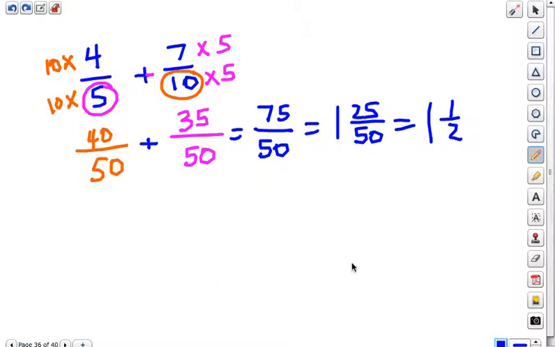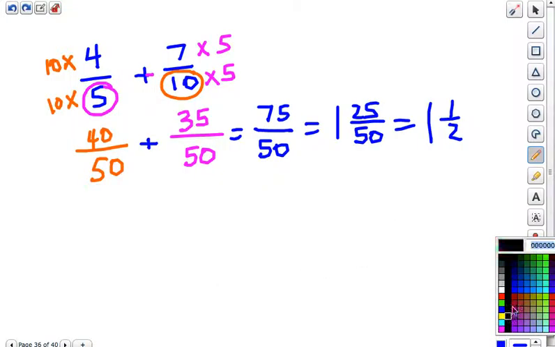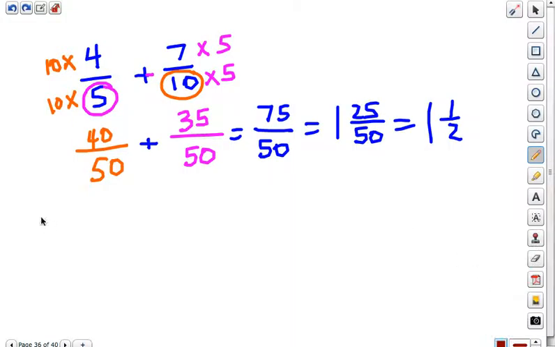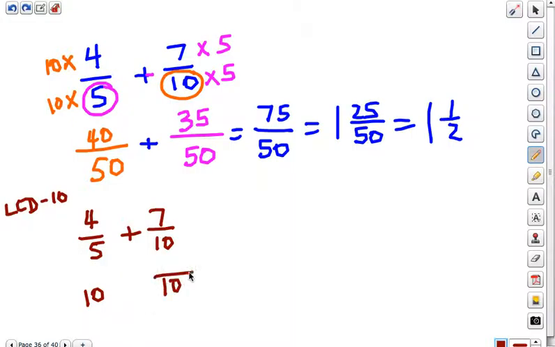So let's look at the same problem using the LCD method so you can see what the difference is between the two. So we're doing 4/5 plus 7/10. If we were to do the LCD, we could list the multiples of 5 and 10, and we would find that 10 is our LCD. So the LCD is 10, least common denominator.